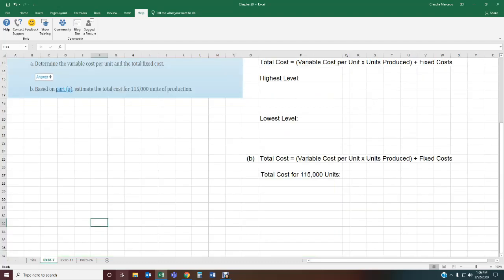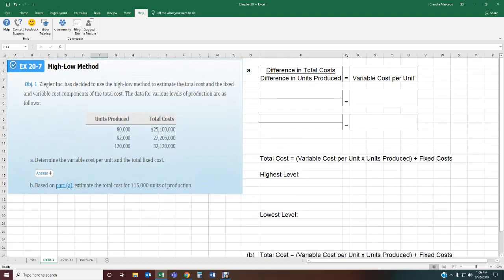The first one is exercise 27. Okay? This particular exercise deals with the high-low method. It says, Sigler Incorporated has decided to use the high-low method to estimate the total cost and the fixed and variable cost components of the total cost. The data for various levels of production are as follows. So we have units produced and total cost.